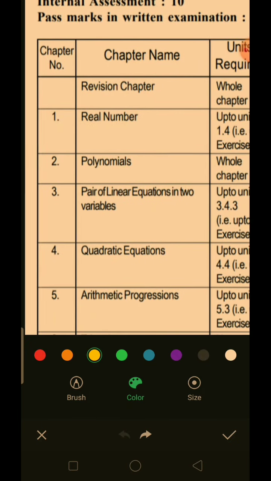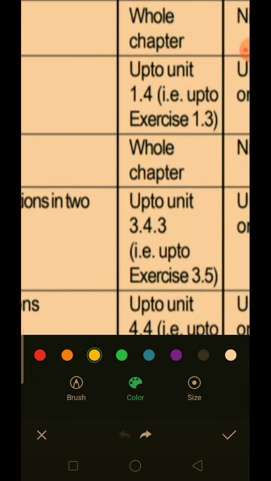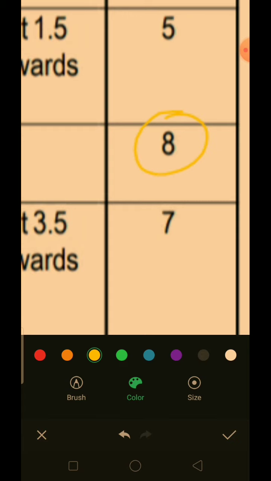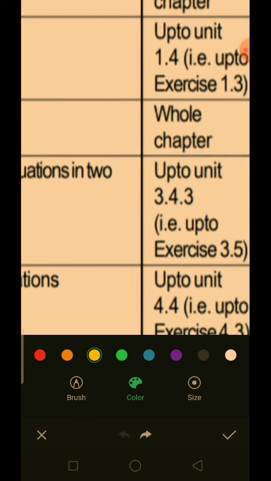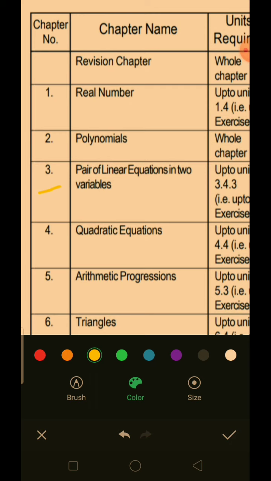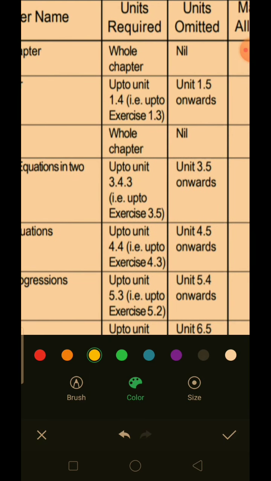Moving on to polynomials, it is the whole chapter, nothing is left out, so we need to just understand that it is 8 marks that you would need to study. Now, linear equations in 2 variables, which is your third chapter, you need to study up to unit 3.4.3, which means that anything included in those units, the examples and all that, would need to be studied, and your exercises would cover only up to exercise 3.3. You need to study those exercises.